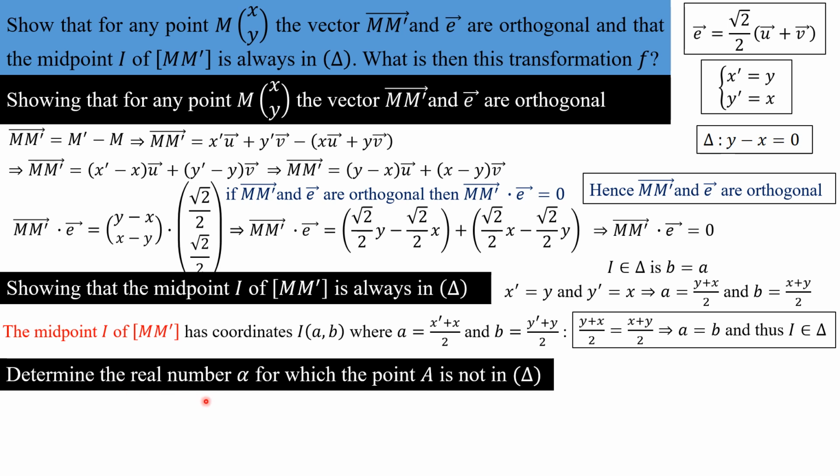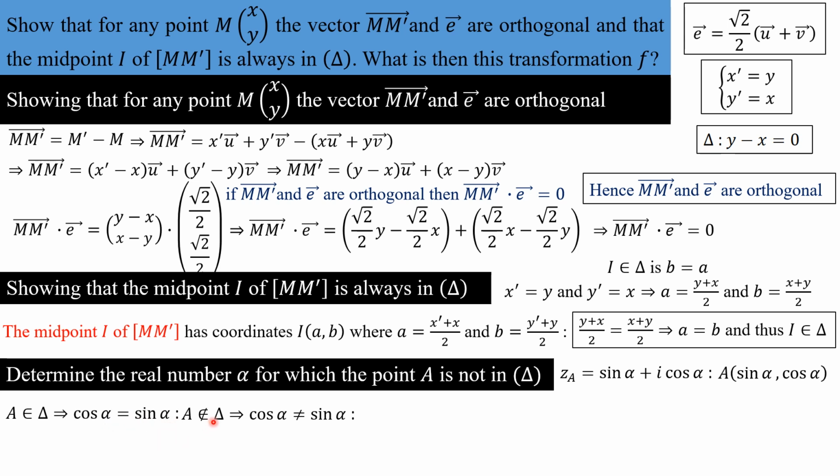Finally, we have to determine the real number alpha for which the point A is not in delta. First of all, for the point A to be in delta, cos alpha should be equal to sine alpha. Why? Because this is the point A, given as Z_A equal to sine alpha plus i cos alpha. So the point A has x coordinate sine alpha and y coordinate cos alpha. If it belongs to delta, the y coordinate is equal to the x coordinate. If it does not belong, the y coordinate is different from the x coordinate. So all we need to do is to solve this inequation, with alpha in the interval 0 to 2 pi, 0 included, 2 pi excluded.